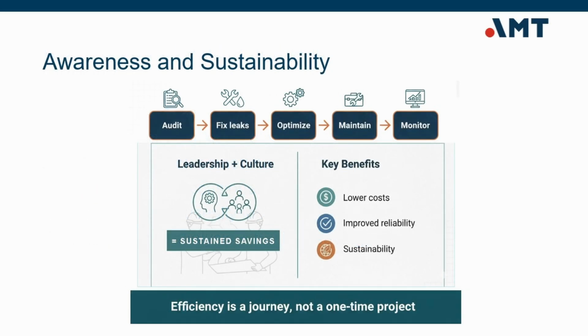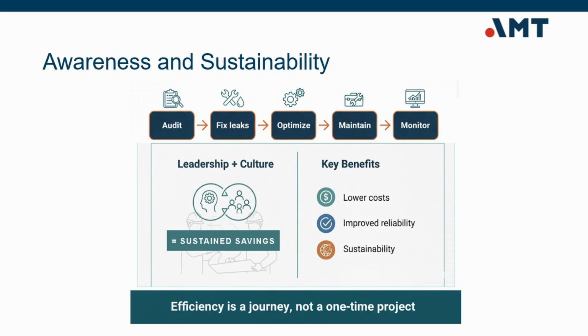Now we move on into awareness and sustainability. Compressed air efficiency is not just about saving energy. It directly reduces electricity consumption, operating cost, and associated emissions. At the same time, it improves system reliability and production stability. But technology alone does not create sustained results. Sustained success depends on people.